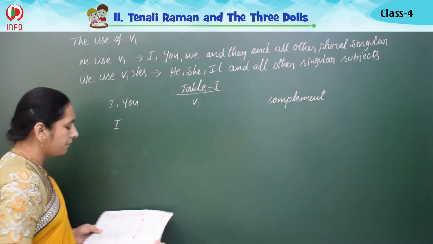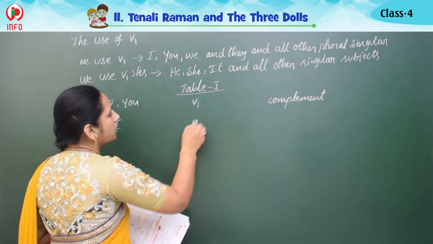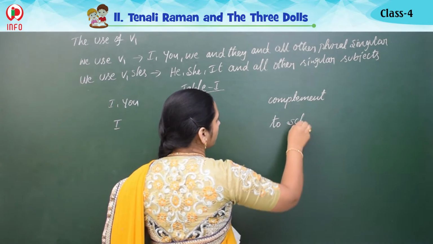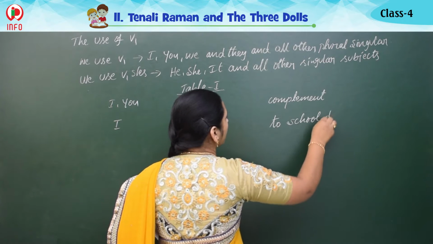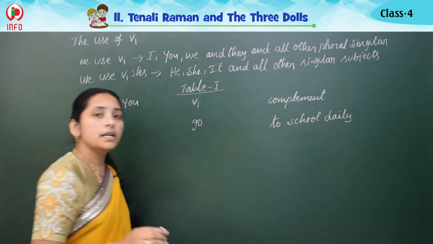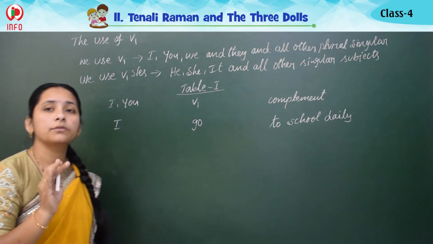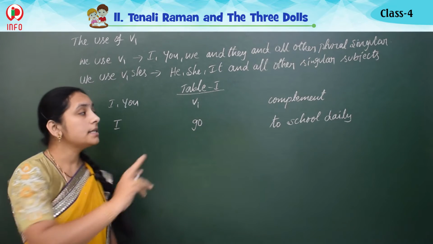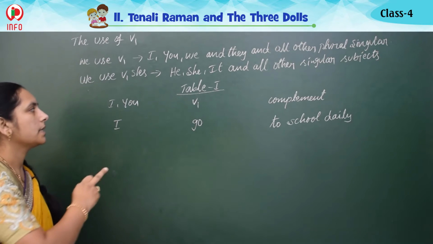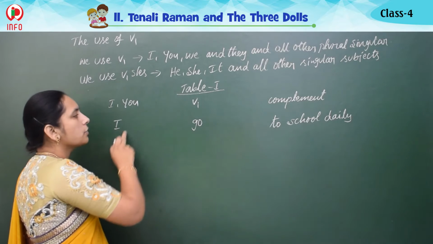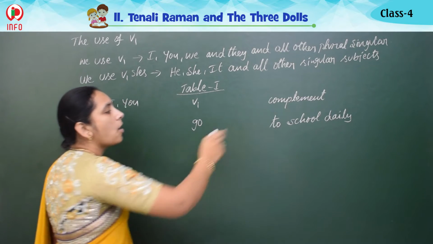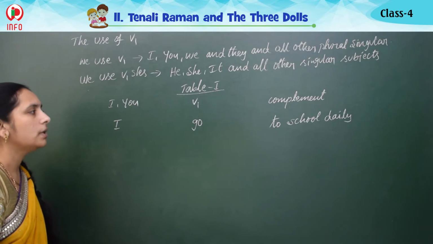So first, I. If we get it: I go to school daily. So this is the complement. This is not an object. Generally a sentence means subject, verb and object, but this is not an object. I'll tell you what an object is also, but first you see. So if we get I or you as subject, we should write V1 compulsorily, and here as complement we can write to go to school daily.